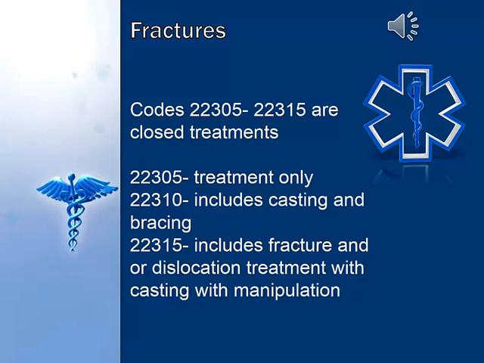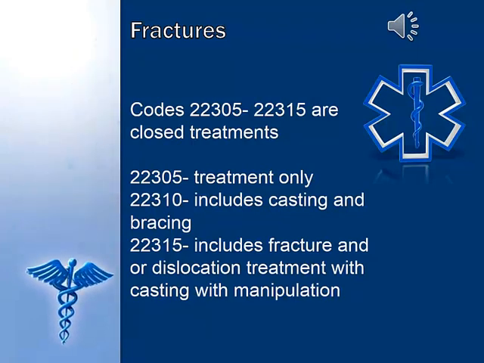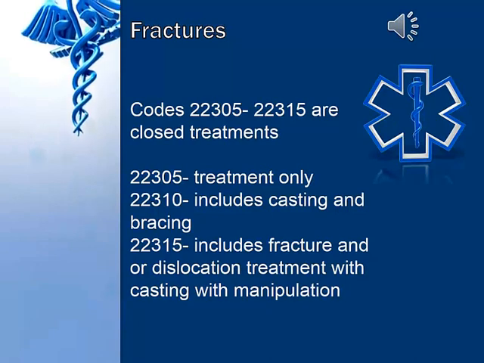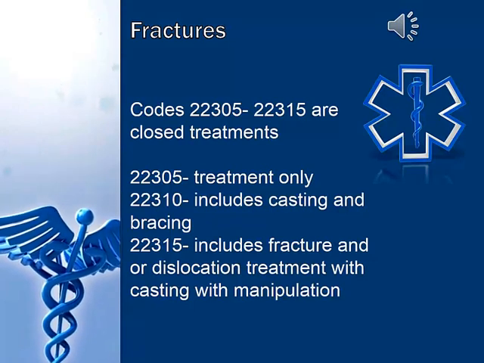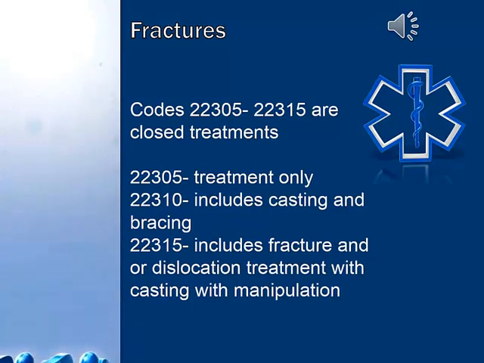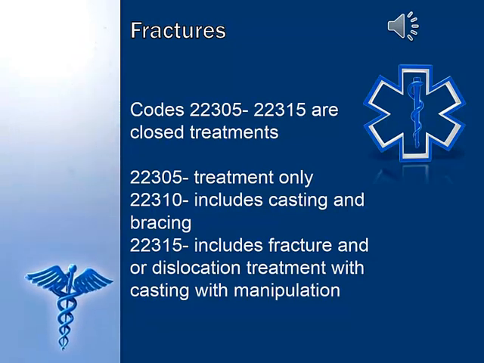Then you have code 22315, closed treatment of vertebral fracture and/or dislocation, requiring casting or bracing, with and including casting and/or bracing by manipulation or traction. Now, I have on my slides just the specifics of the differences between the code descriptions. You guys can highlight that information, so when you look at the code right away, you'll see the differences within those codes, okay? Number 1, 22305 is for the vertebral process.